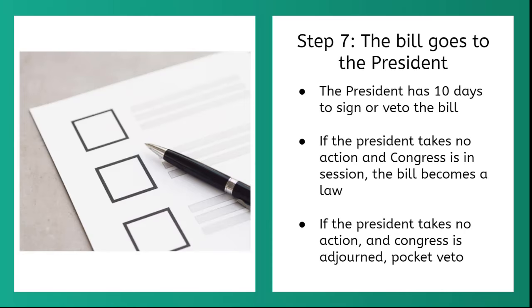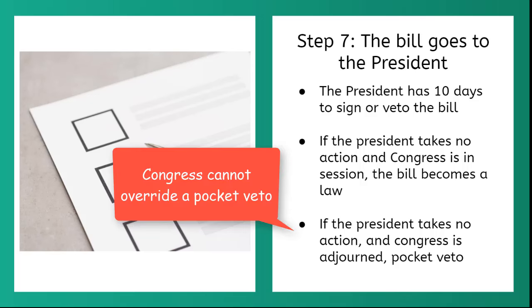The president has 10 days to decide to sign and pass the bill or to veto the bill. If the president takes no action for 10 days and Congress is in session, the bill will automatically become a law. If the president takes no action and Congress is not in session, it is considered a veto. This is called a pocket veto, and a pocket veto cannot be overridden by Congress.